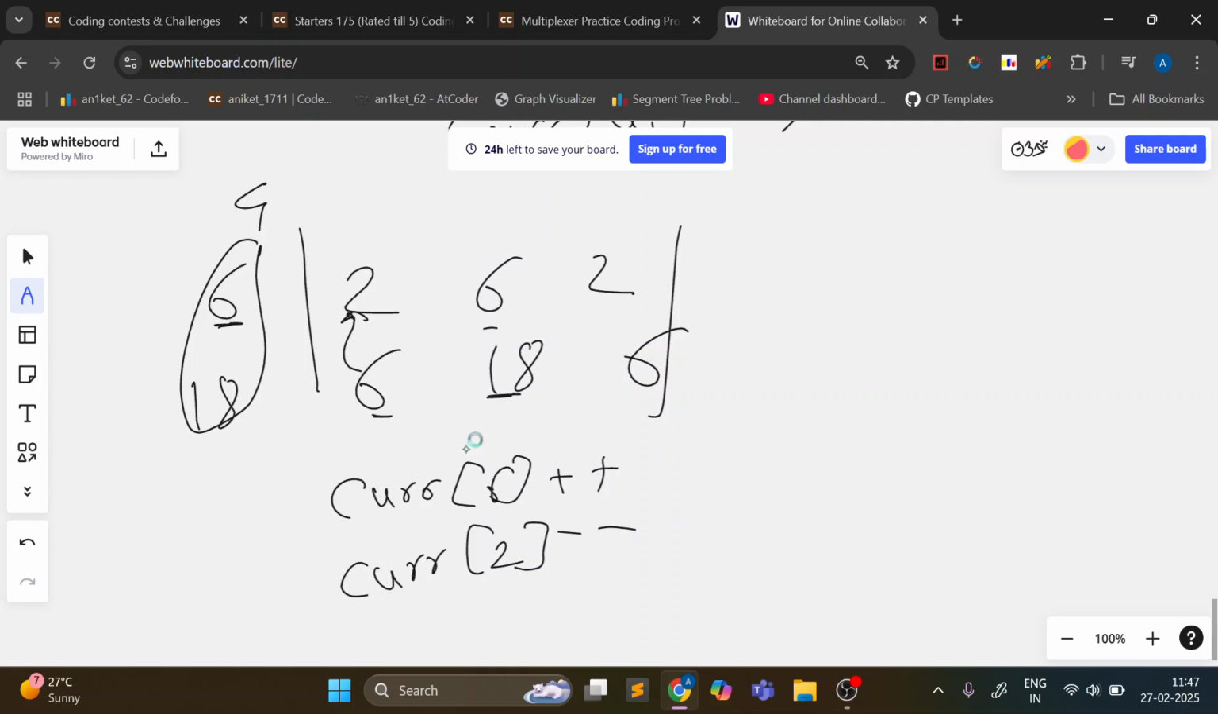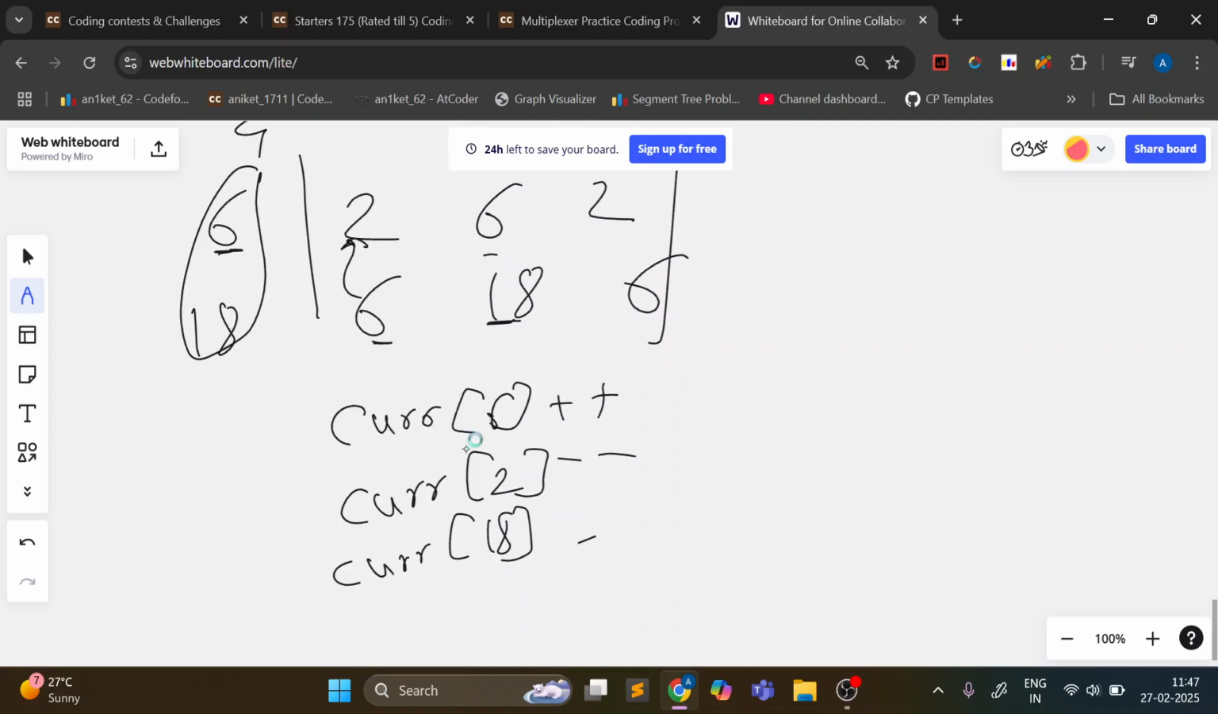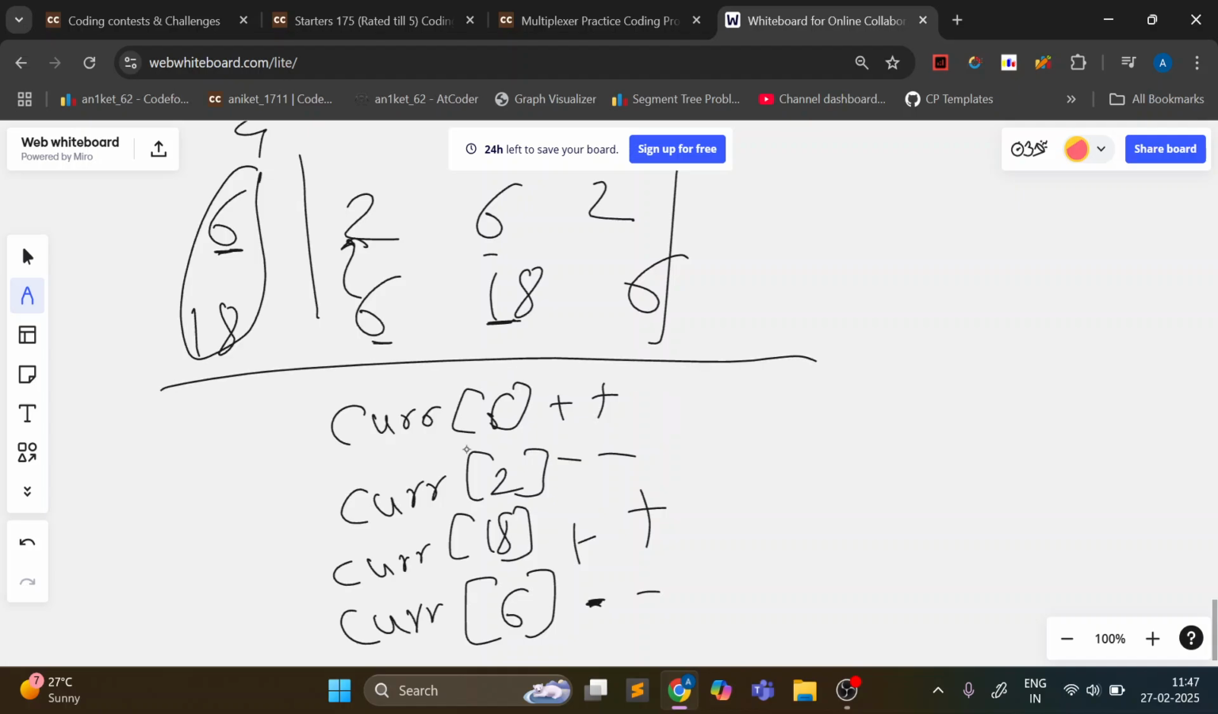Similarly, when we reach here, the frequency of the new element, that is 6 into 3, increases, but at the same time the frequency of the older element decreases. So this is like the current value which we were storing in Kadane's algorithm. So current sum, and there was max sum.